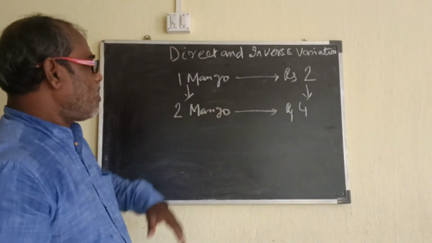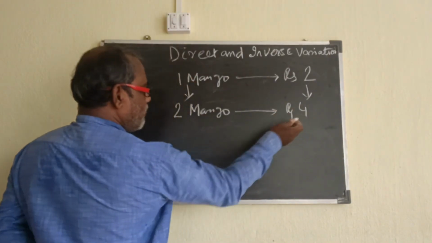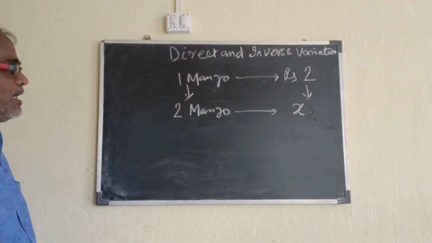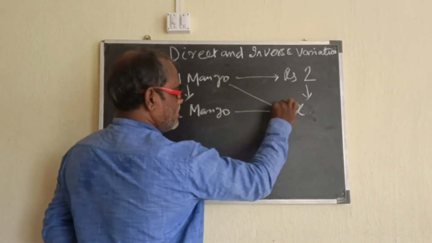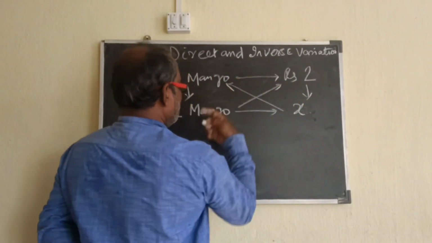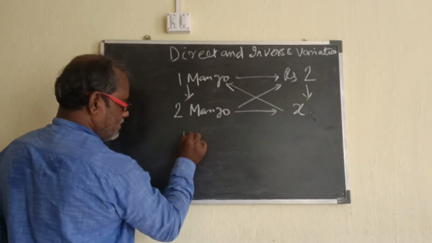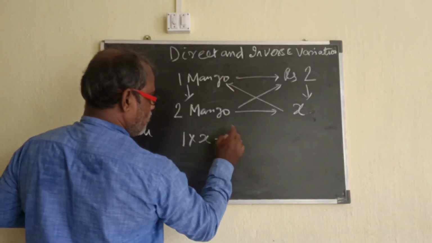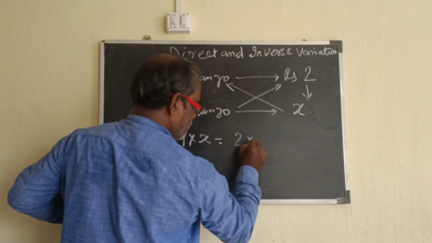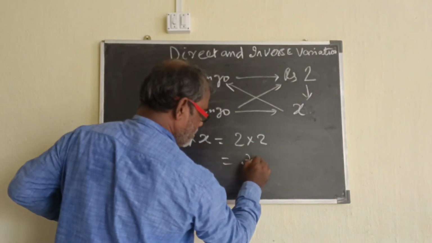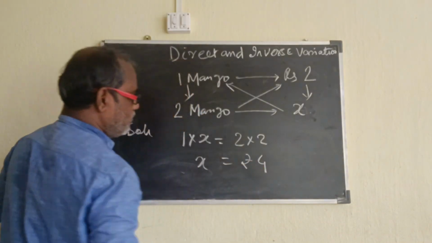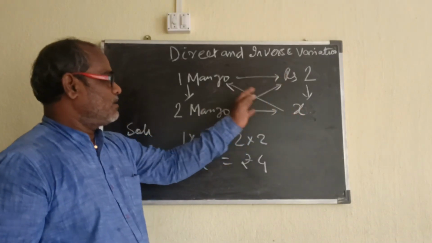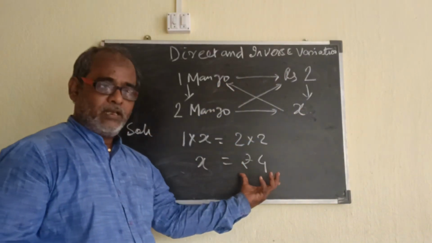Clear? So how are we getting 4 here? Instead of 4, if we had written x, then how do we get the answer? Just crisscross this. So we are getting 1 into x. You write here solution: 1 into x is equal to 2 into 2 is equal to rupees 4. x is equal to rupees 4. So while doing this, write the format in this way and crisscross the two. So the final answer you will get is 4.